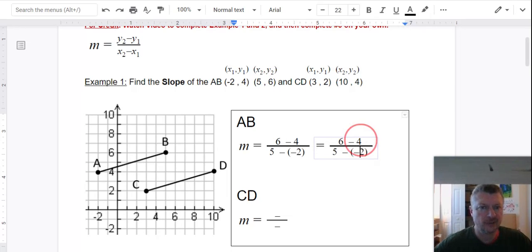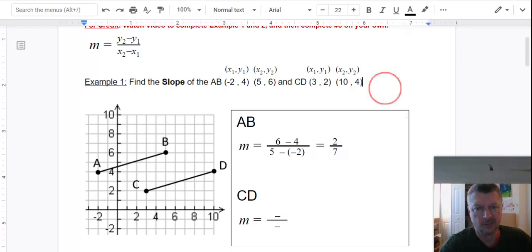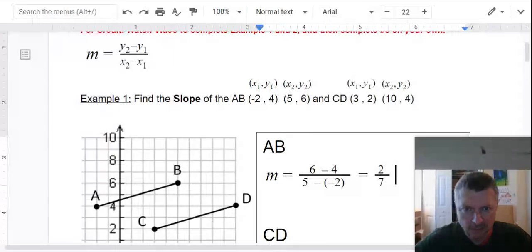Okay, 6 minus 4 is 2. And 5 minus negative 2, that's the same as 5 plus 2. So you have 5 plus 2 is 7. Okay, so now we got this slope. You can't reduce it, so that's it. 2 over 7. There's the first one.